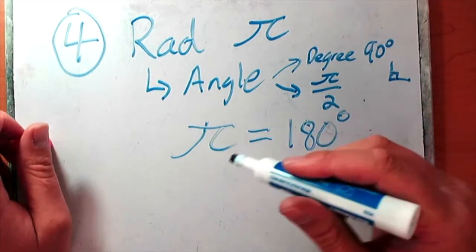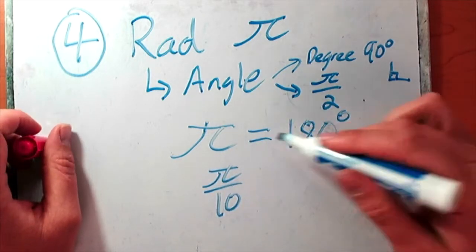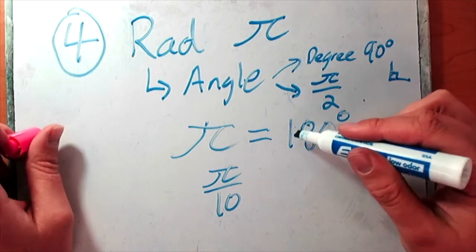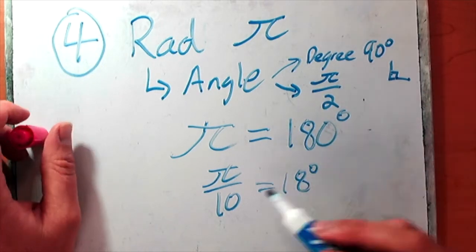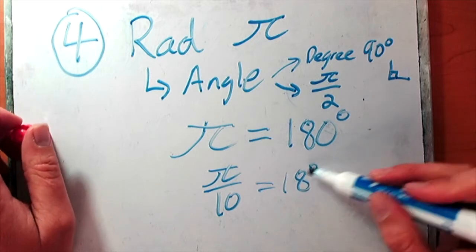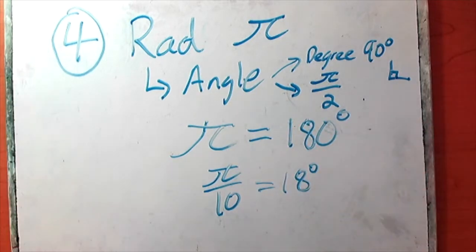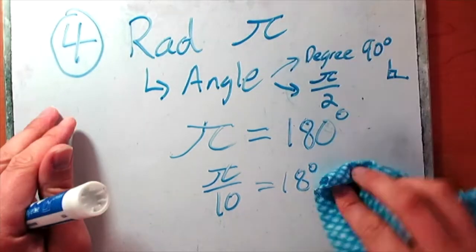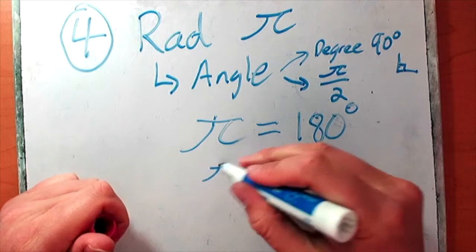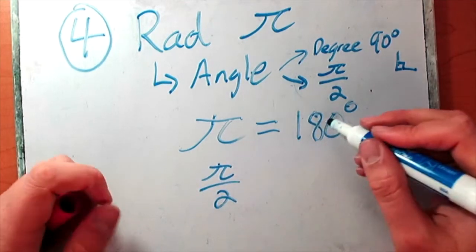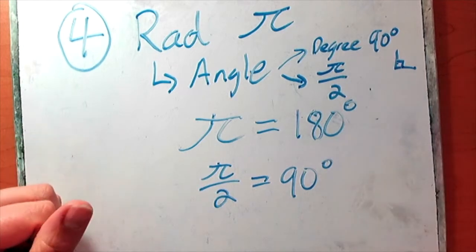So no matter what I do, if I go pi over 10, well, that means this divided by 10, and 180 divided by 10 is just 18 degrees. So pi over 10 is the same thing as writing 18 degrees. So you should see that kind of translate through. So this particular question was pi over 2. So pi over 2 is literally just take pi and divide it by 2 to get me 90 degrees.